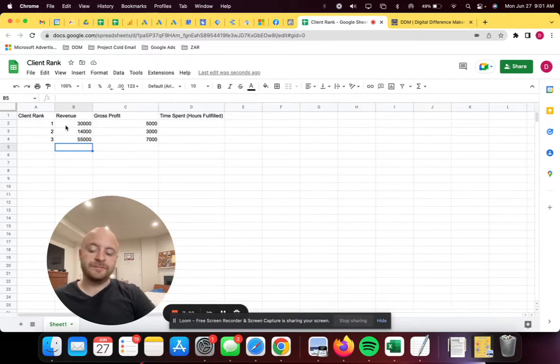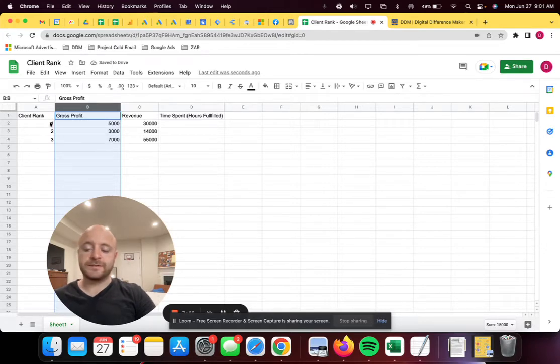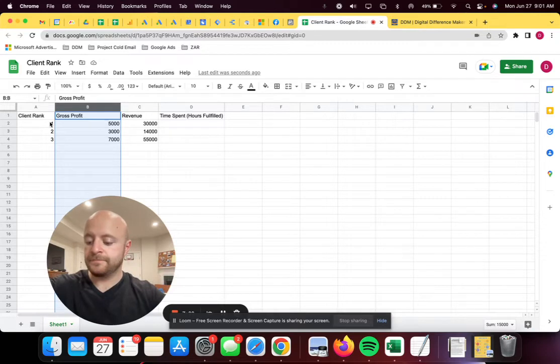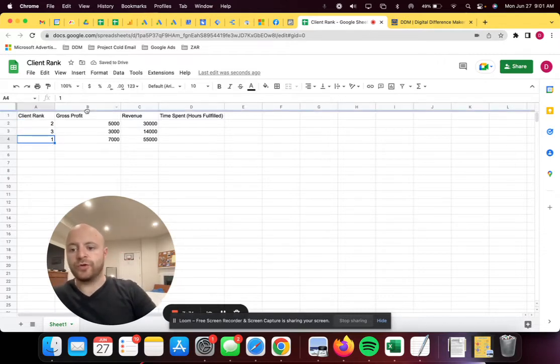In reality, it's not all about revenue. It's really about what you make gross profit wise. That's really what matters. So your client rank, your number one determinant, I should say, is going to be gross profit. So if we were to organize this based on this, I would do one, two, three, just based off purely gross profit.